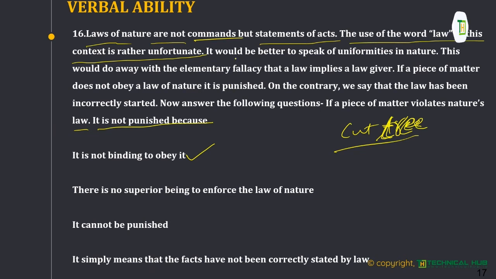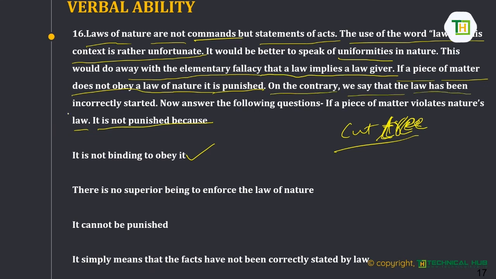So it would be better to speak of uniformities, I mean similarities in nature. This would do away with the elementary fallacy that a law implies a lawgiver. If a piece of matter doesn't obey a law of nature, it is punished. Something which is not following the law of nature can be punished. On the contrary, we say that the law has been incorrectly stated.